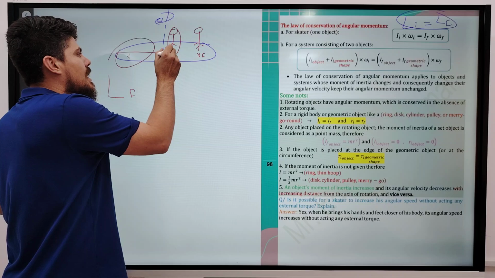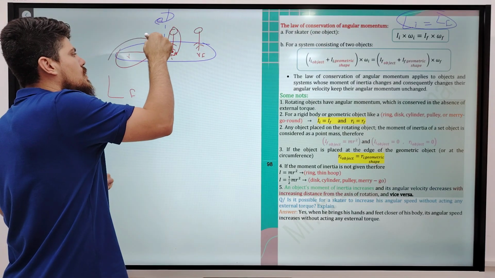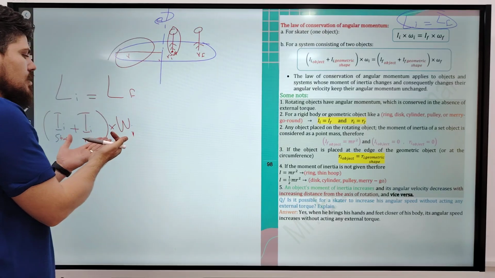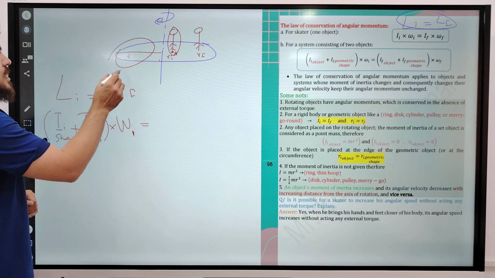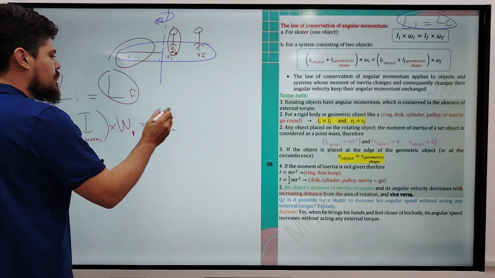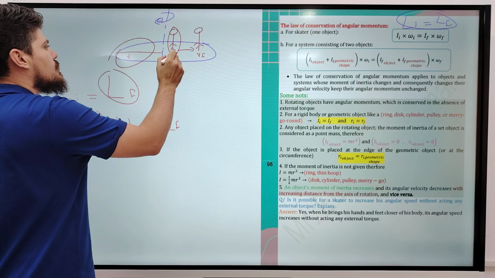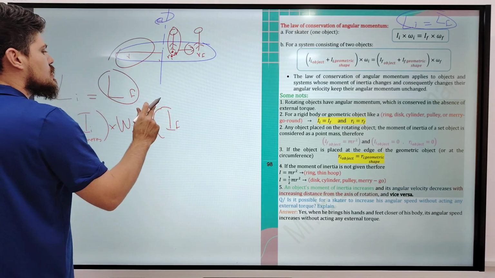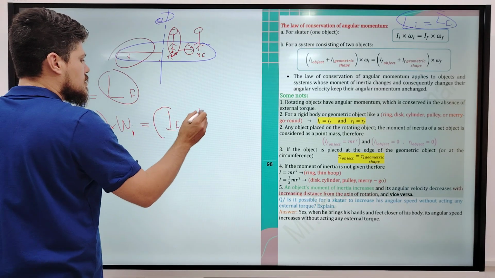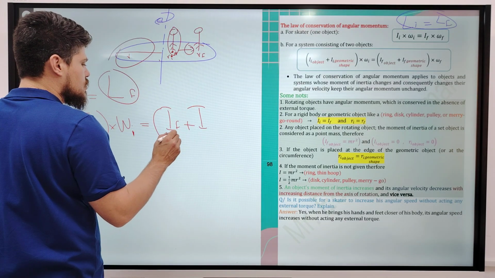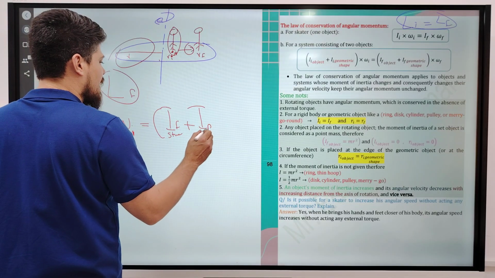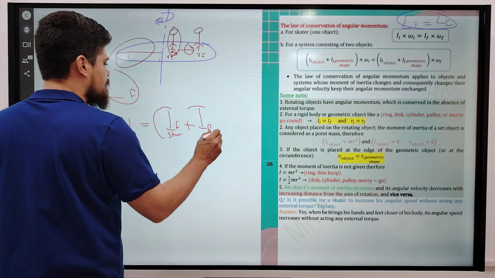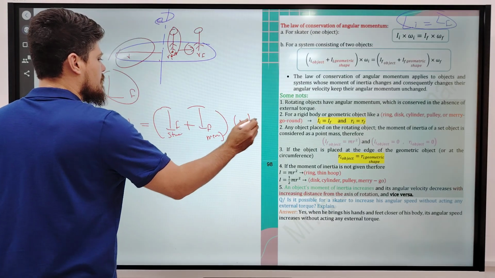When the child is at point A and the merry-go-round is rotating, which one has more angular speed? The child or the merry-go-round? Both of them have the same. That is equal to this side. I final: when the child moves from near the axis of rotation to the outer edge of the merry-go-round, its moment of inertia changes. So this is the final moment of inertia for the student, and this is the final moment of inertia for the merry-go-round, times omega final.